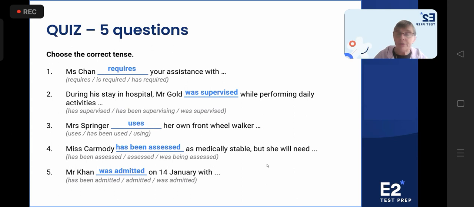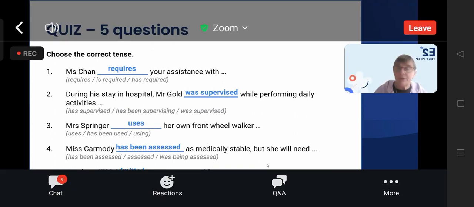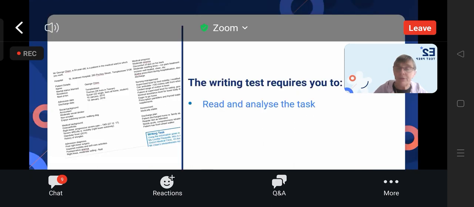Now, let's move on. We've got the writing test. Okay. It's just getting very hot. I've got the heater on for my cat. She's not happy. Anyway, exactly. I'm steaming up in here.